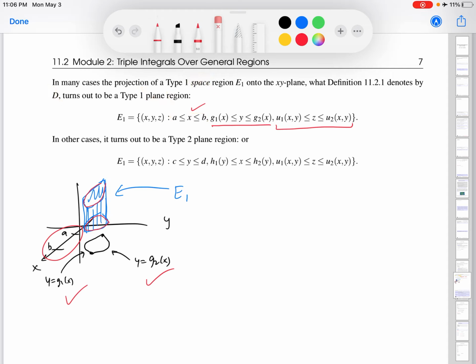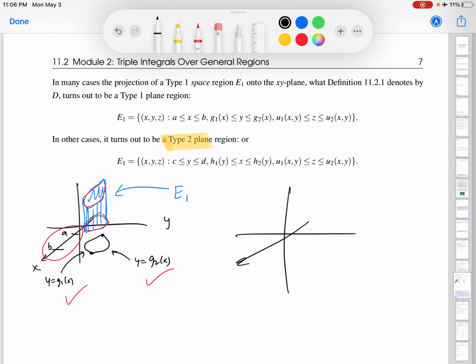In other words, it is possible, as I'm illustrating here, that a type 1 space region projects down to a type 1 plane region. However, it is also possible that the same type 1 space region projects down to a type 2 plane region. So what would that look like? Here is a picture. Remember first that a type 2 plane region goes from C to D in Y, and then has a left boundary and a right boundary. The left boundary is x equals h1 of y, and the right boundary is x equals h2 of y, and then everything in between is our type 2 plane region.